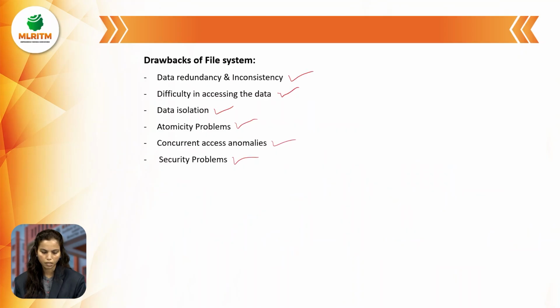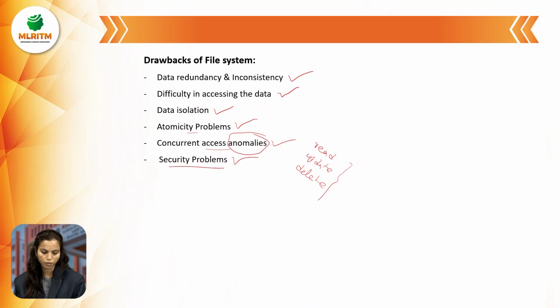So what are the drawbacks of using a file management system or file system? Data redundancy and data inconsistency, difficulty in accessing the data, isolation, and atomicity problems occur. Then concurrent access anomalies. What do anomalies mean? Here anomalies mean read anomalies, update anomalies, and delete anomalies. These are the anomalies.